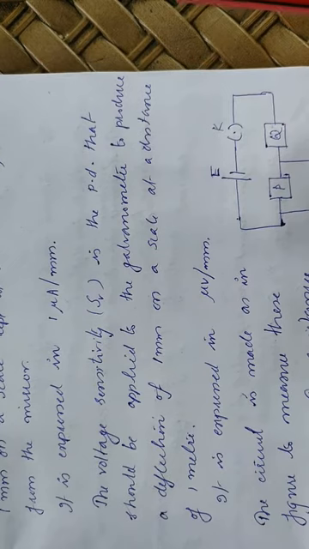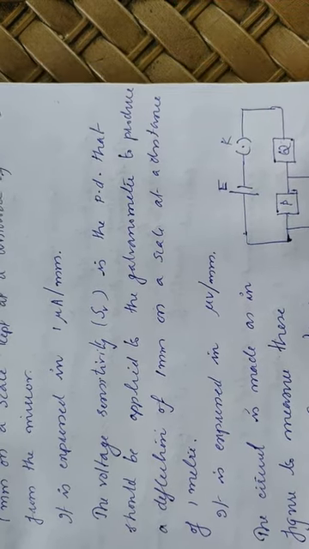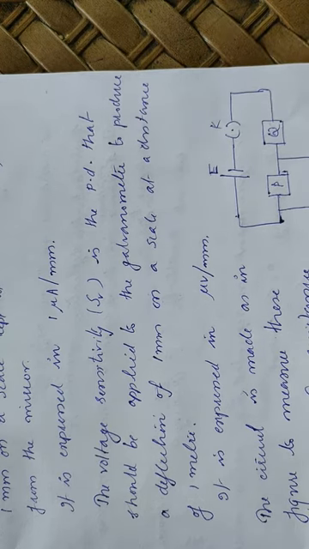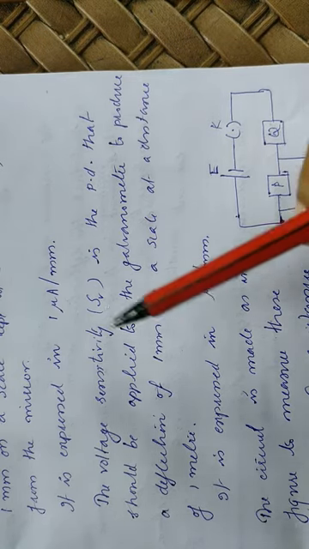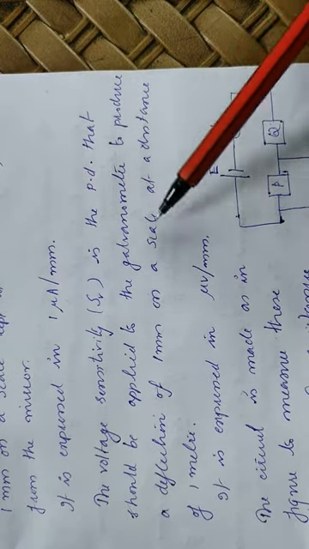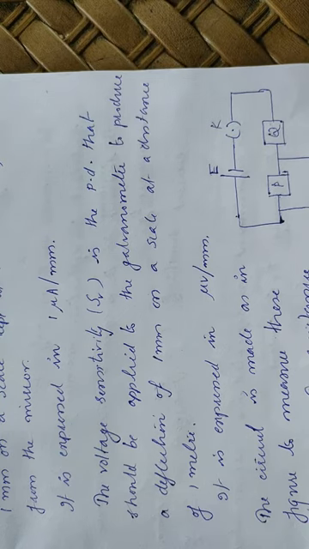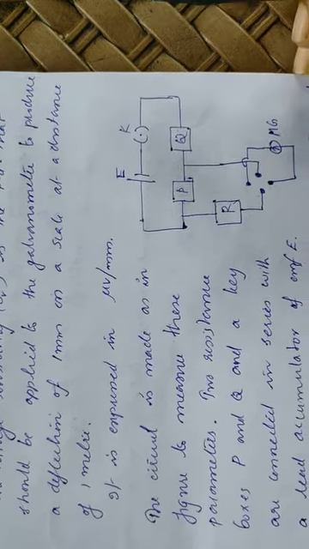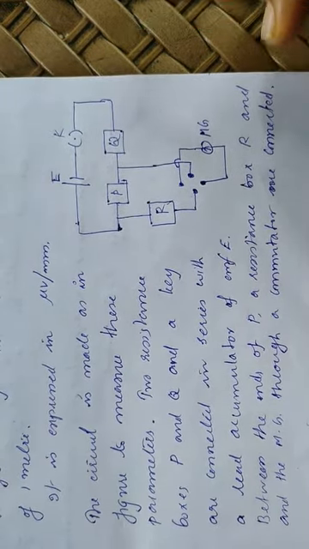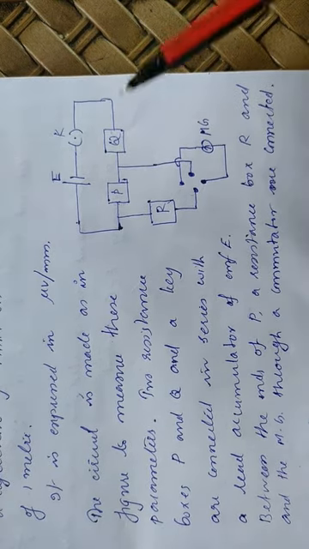Similarly, the voltage sensitivity can be defined as the potential difference or the voltage that should be applied to the galvanometer to produce a deflection of 1 millimeter on the scale. So voltage sensitivity is the voltage, and current sensitivity is the current, required to produce a 1 millimeter deflection on the galvanometer scale.